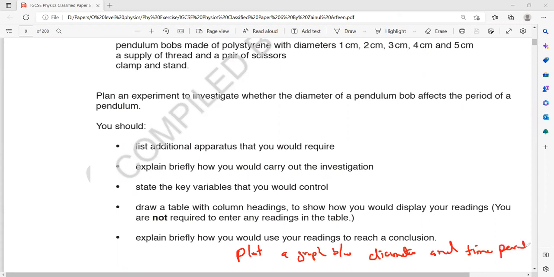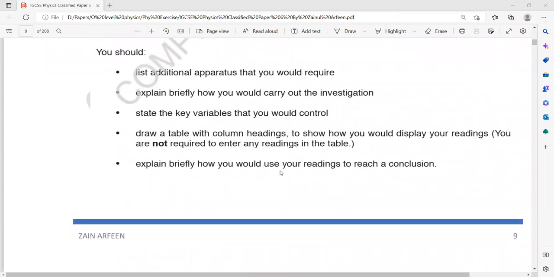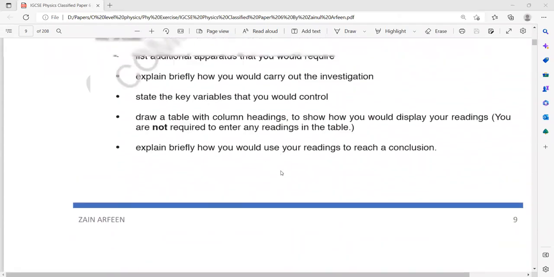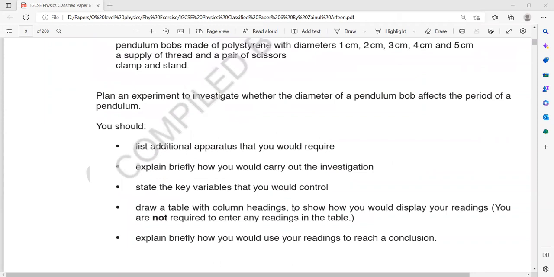But you don't have to say what will happen to the time period as the diameter is changing. That is not the question. The question is you have to plan an experiment to investigate how the diameter can affect the time period. Is it clear, this whole experiment? Yes, sir. Clear.